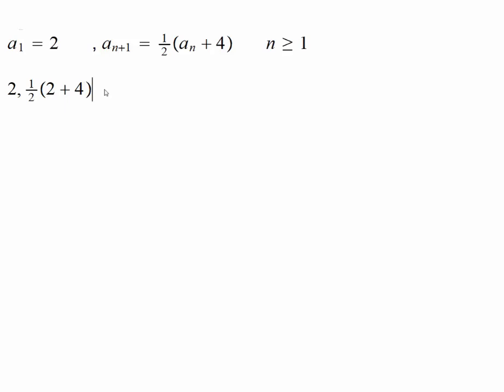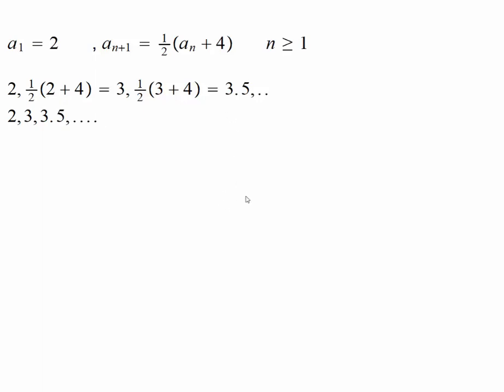1/2 times 2 plus 4, that is 3. The third term would be 1/2 times 3 plus 4. That is, for a_n, I wrote the previous term here, which is 3, giving 3.5, and so on and so forth. Or in other words, we have 2, 3, 3.5, and then just going on like this.